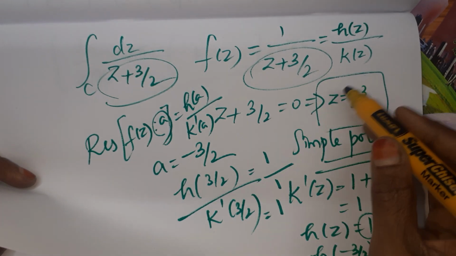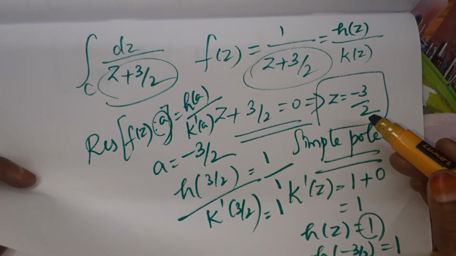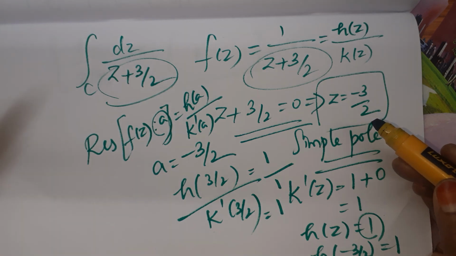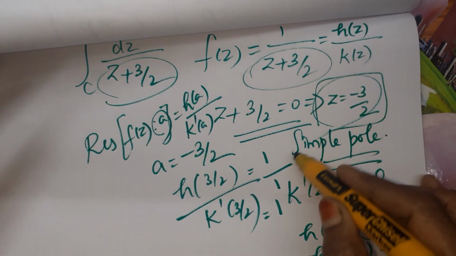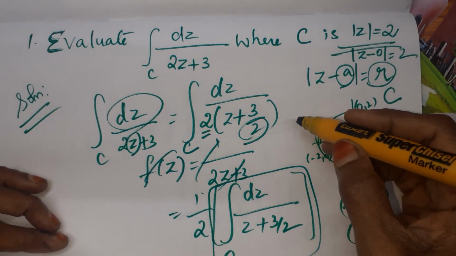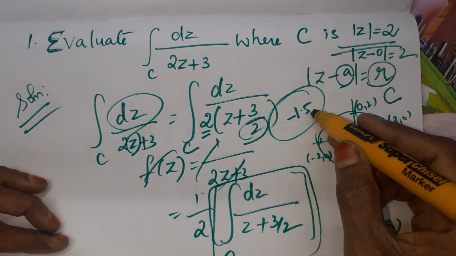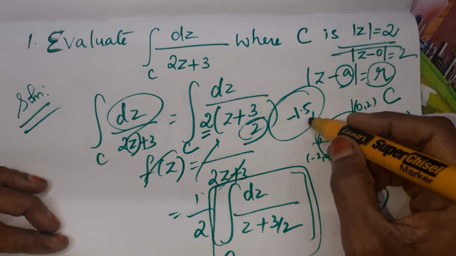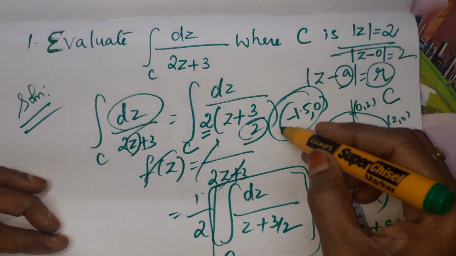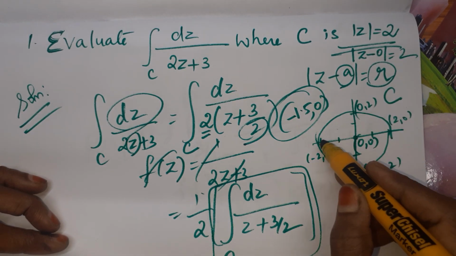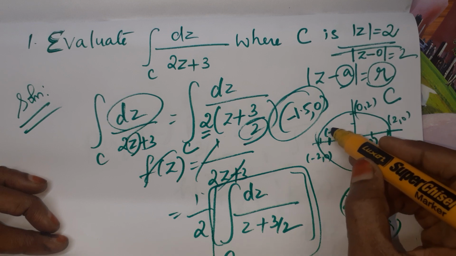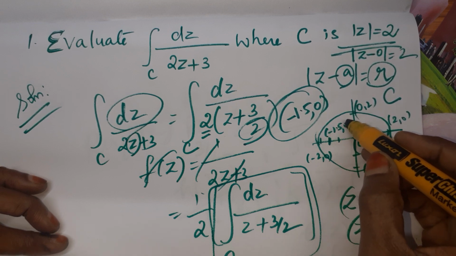After calculating the pole, first we have to make sure whether the pole is lying inside the circle or not. What is the pole we are getting? Minus 3 by 2. Minus 3 by 2 means minus 1.5, so the point is minus 1.5 comma 0. Minus 1.5 means it lies between 1 and 2 on the negative side.